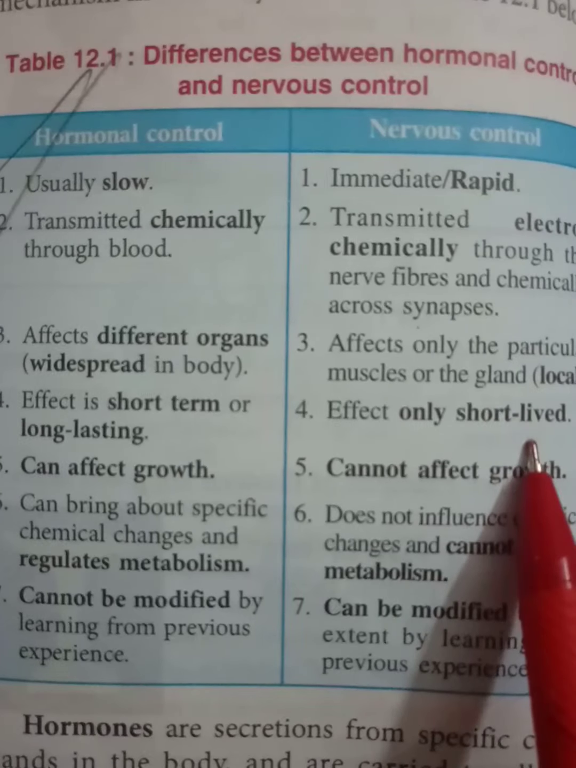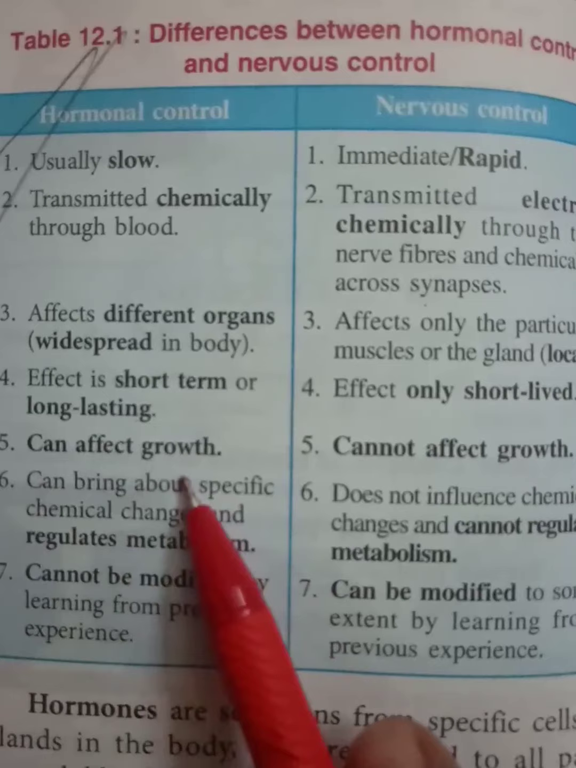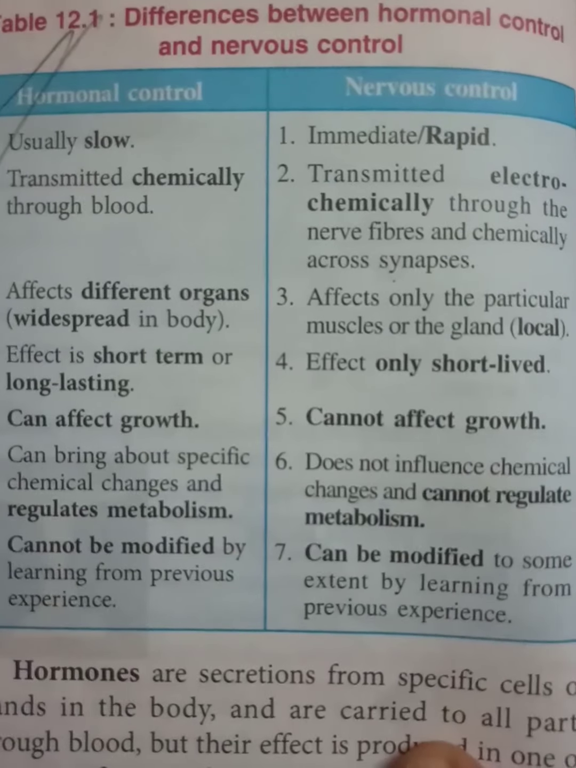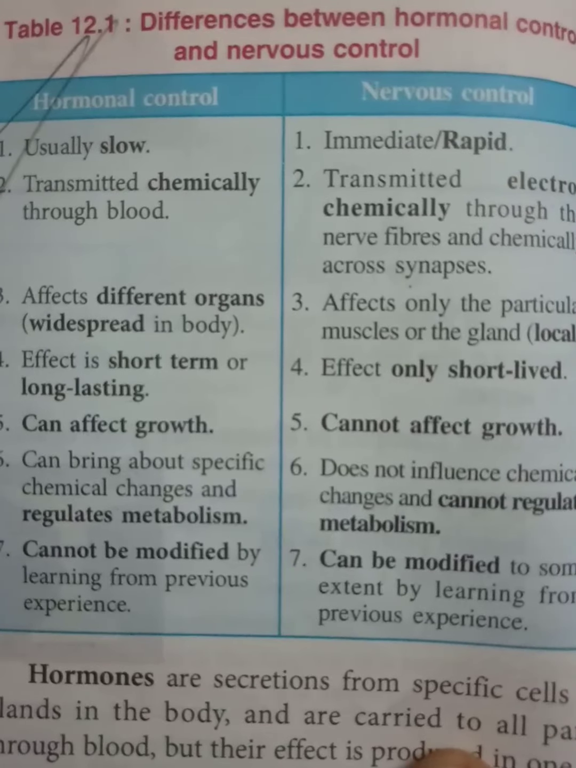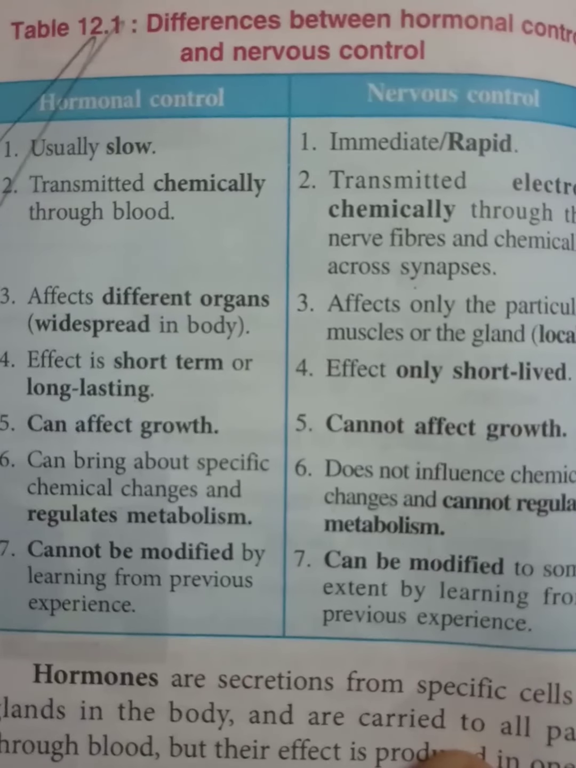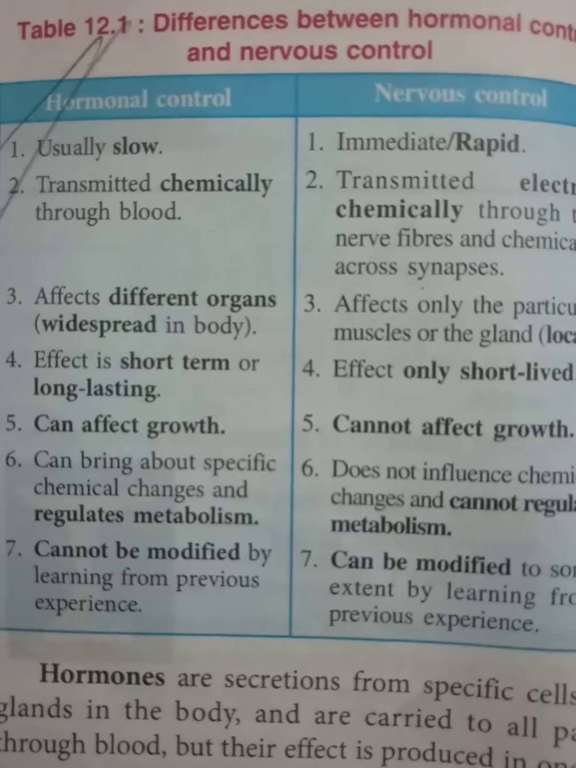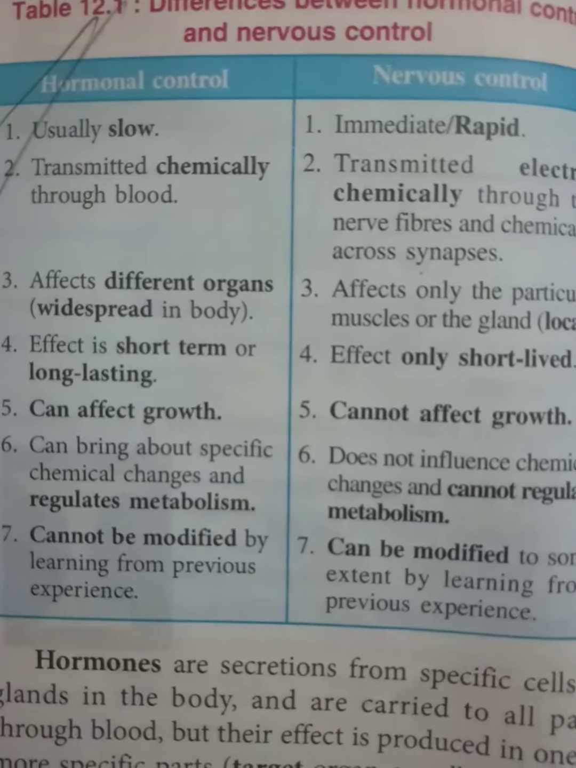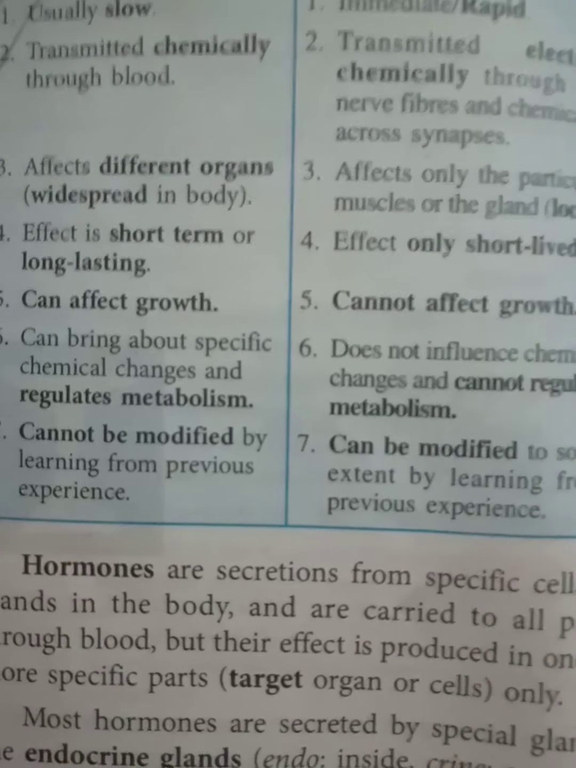Its effect is short term or long lasting. Its effect is only short lived. It has both the effects, short as well as long. It can affect growth, while nervous control cannot affect growth. No relation. Sixth point is hormonal control can bring about specific chemical changes and regulates metabolism, while nervous control does not influence chemical changes and cannot regulate metabolism. Hormonal control cannot be modified by learning from previous experiences, while nervous control can be modified to some extent by learning, like we had for reflexes, acquired reflexes.